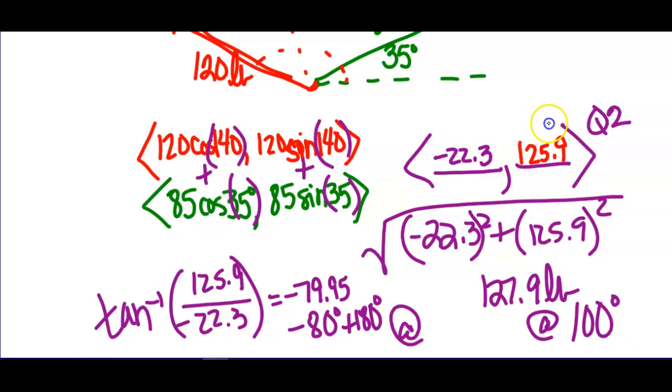This quadrant, negative, positive, is in quadrant 2. The calculator thought we wanted positive, negative, okay, because it doesn't know the difference where you put the negative here. So it gave you a quadrant 4 answer. So you just add 180. All right. That's it.